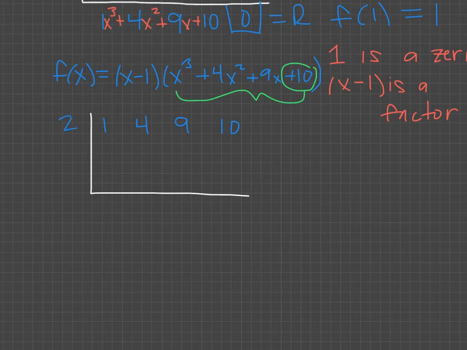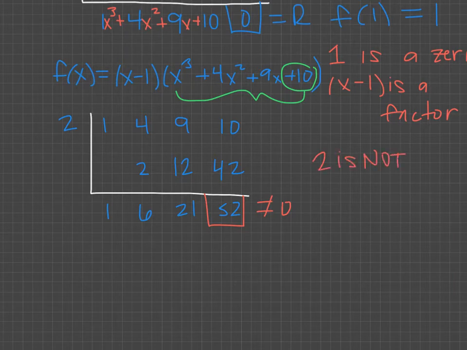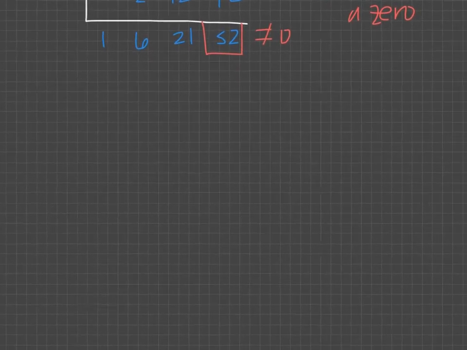So let's bring down the 1, multiply. We get 6, multiply, we get 12, add down, we get 21. 2 times 21, we get 42. And we add that down, we get 52. And that definitely is not equal to 0. So that tells us that 2 is not a zero of this function. So we tried out 2. That didn't work. Let's just keep trying.